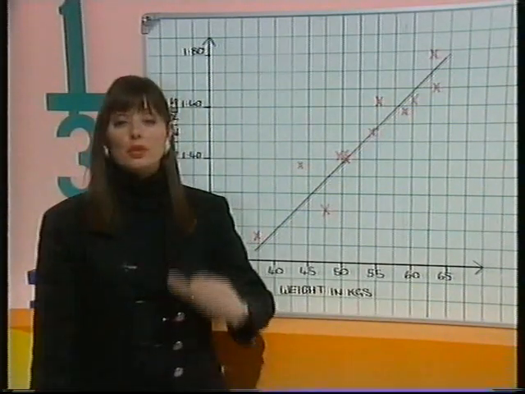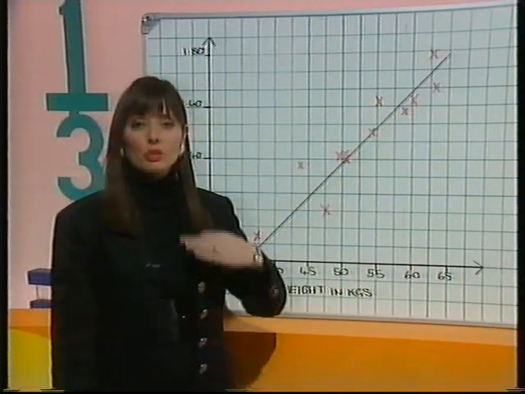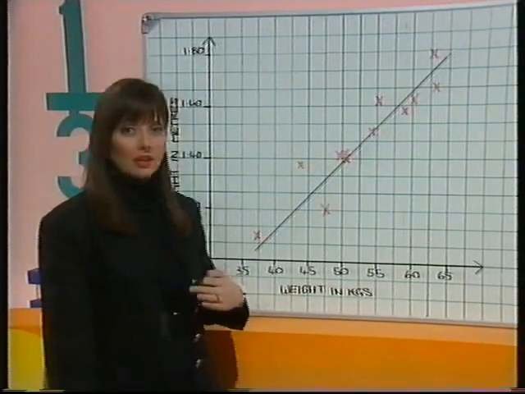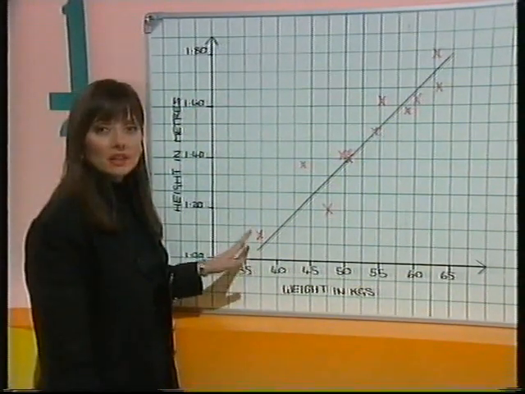Now you need to plot the points. Take each result from the tally table in turn and draw across exactly where the point should be. You should end up with a scatter diagram like this.